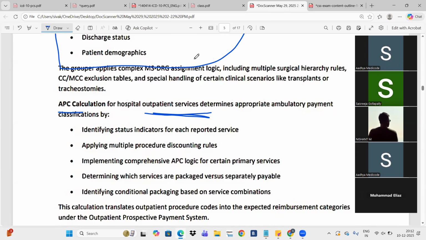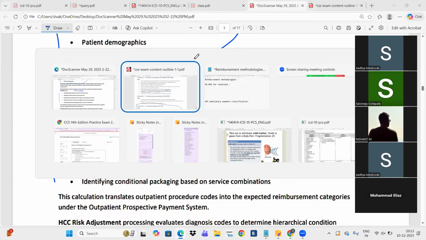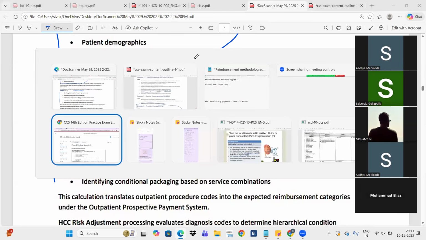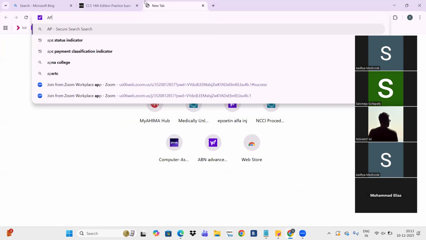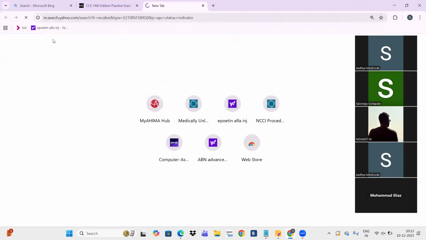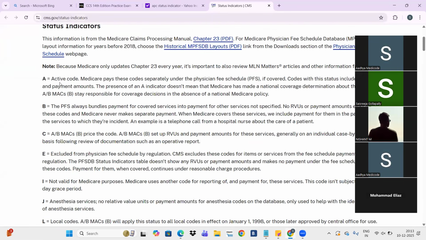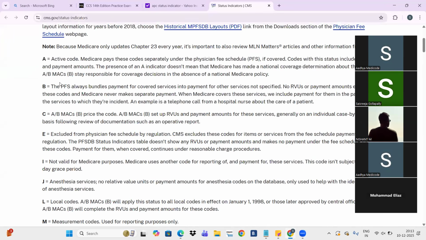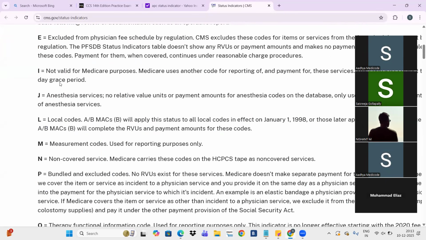So here, based on the APC status indicators, they will calculate the coding payment. So guys, you will get one question from this concept, APC status indicators. We have multiple APC status indicators. At least note down one indicator, because these are all the indicators: A, B, C, E, I, J. Based on each indicator, they give the service, and that shows how the payment is impacted.